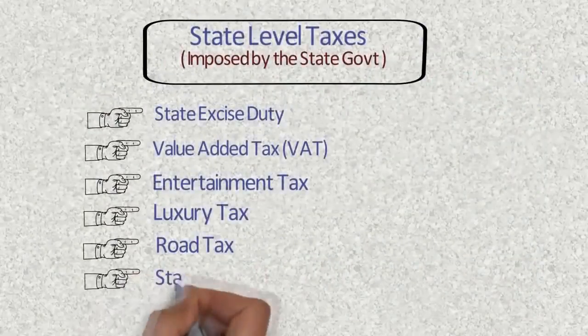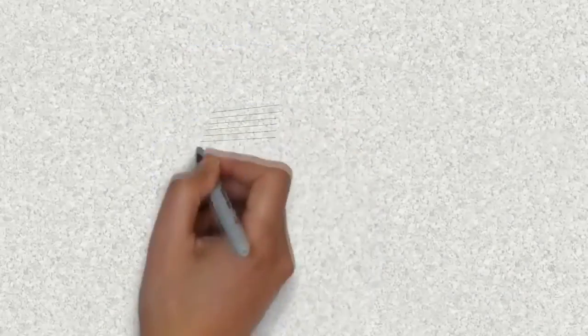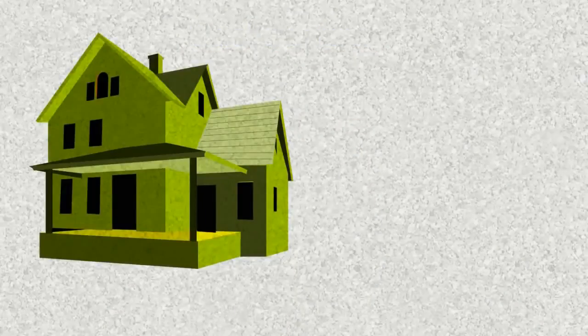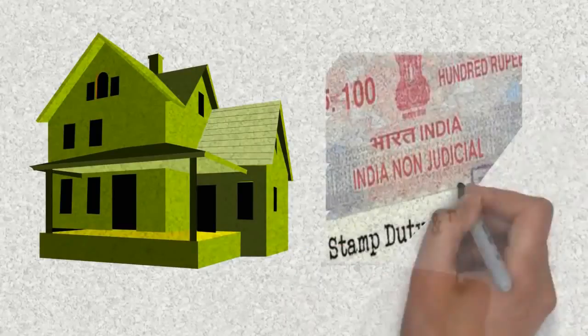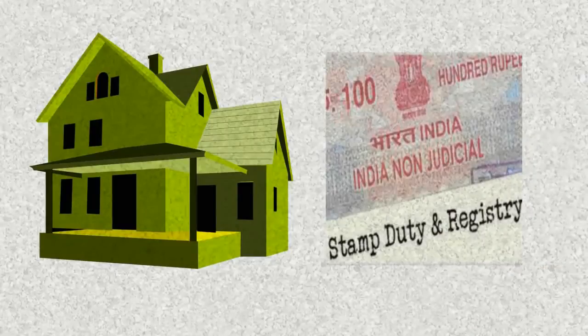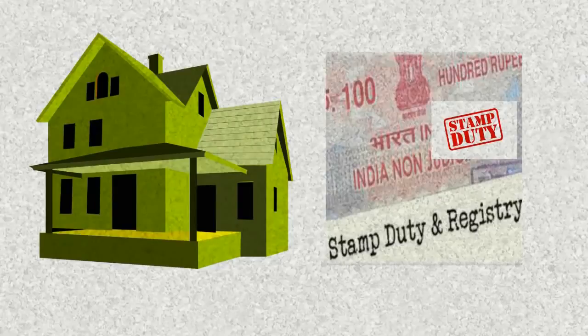Stamp duty. Buying a property is full of hidden costs. Other than purchase price, stamp duty is one of the major costs which you need to consider before setting your budget for buying a house. Once you have bought the house, you will need to pay stamp duty and registration cost to the state, which will make you the legal owner of the house. This cost varies across states. The approximate rates are 3 to 5%.